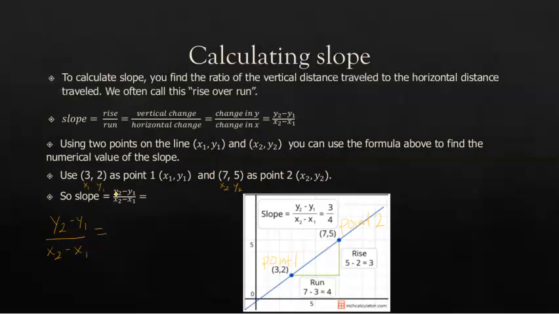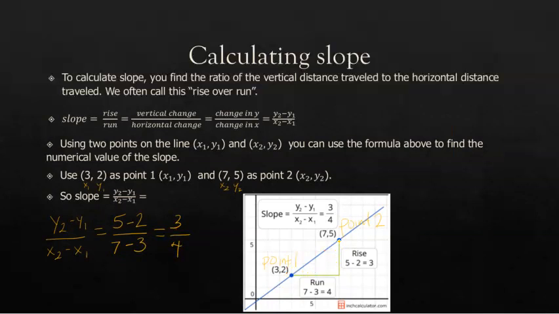I'm going to plug in my y2, which is 5. I'm going to plug in my y1, which is 2. So 5 minus 2. Down at the bottom, I'm going to plug in my x2. So my second x value is 7, and my first x value was 3. Now I will subtract on the top. 5 minus 2 is 3, and 7 minus 3 is 4. So the numerical value for my slope is a positive 3/4.